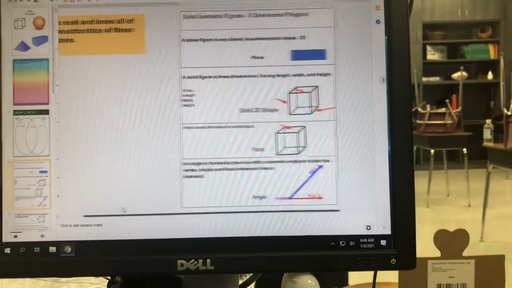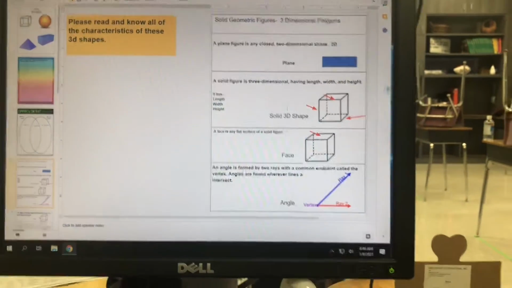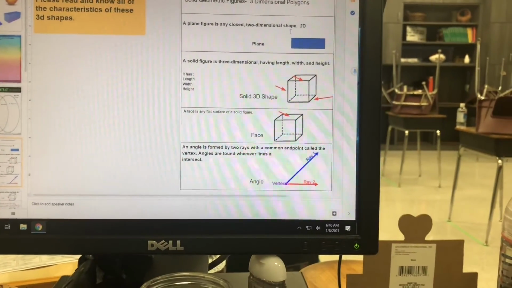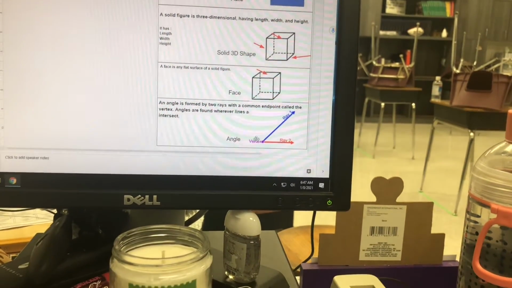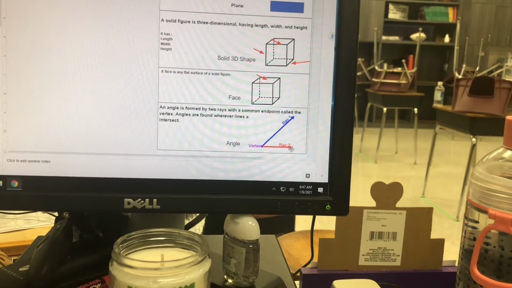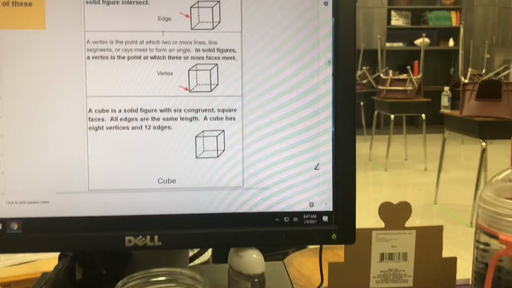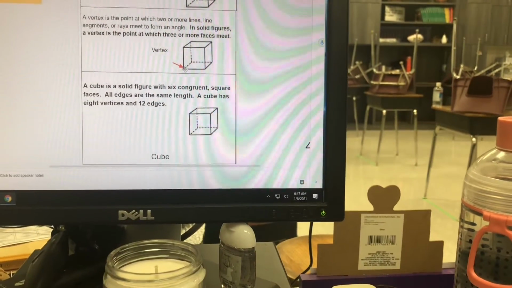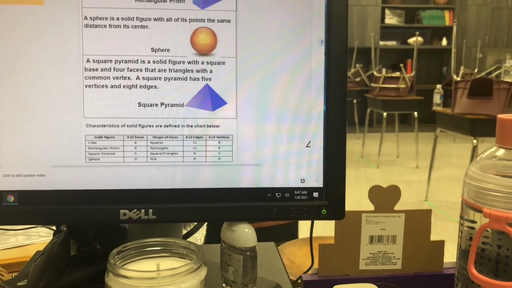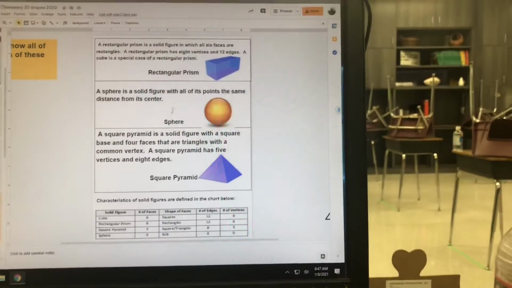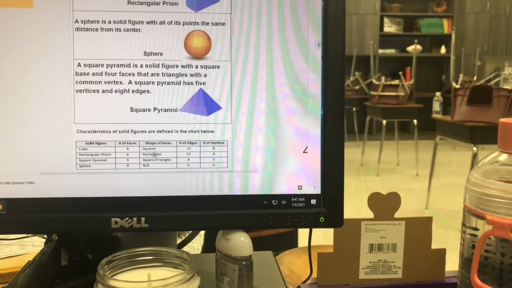The next one is talking about more 3D shapes. I want you to read and know the characteristics. Talking about plane figures, solid figures, where the face is, what a vertex is, there's a ray, there's a ray. This is called an angle. Looking at an edge, another vertex here, and this is a cube. We have a rectangular prism here. We have a sphere here, a square pyramid on the third one, and there's that chart again.